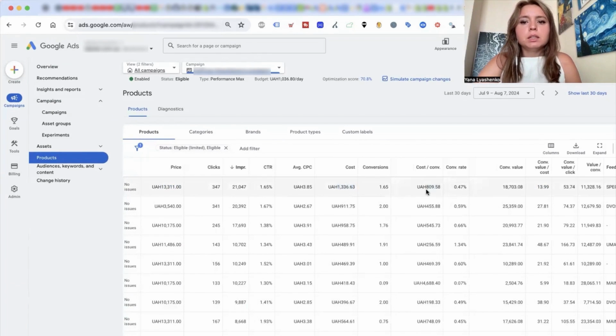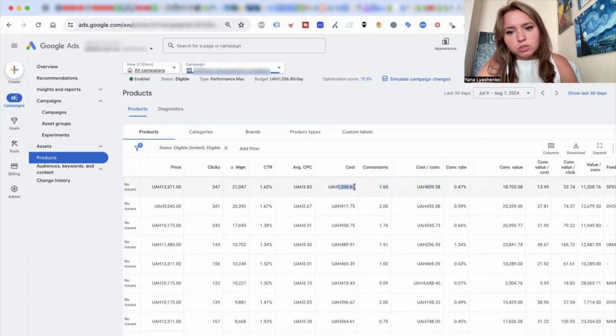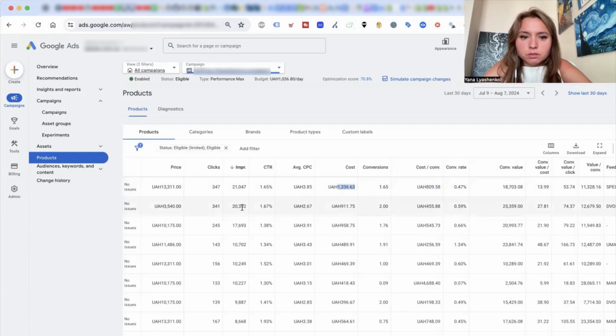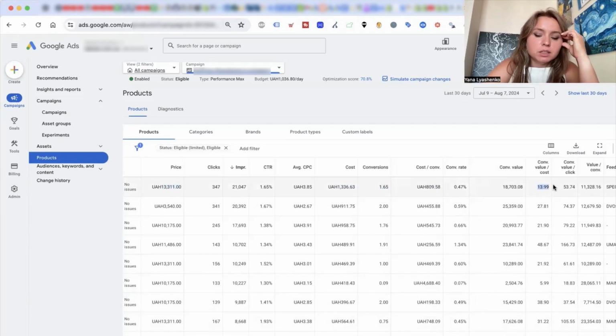You see, here it shows 809 conversions, but 0.65. I'm not sure if that's a full conversion, right? Maybe this 1.65 is actually made up of something like 0.80 plus 0.80, and it came out to be 1.65. There might have been one sale here, but it's not 809 hryvnias, rather 1336 that might be considered. For example, it costs 1336 hryvnias. But if we divide 13,000 by 1336, the profitability is already 9.7, not 13.99.